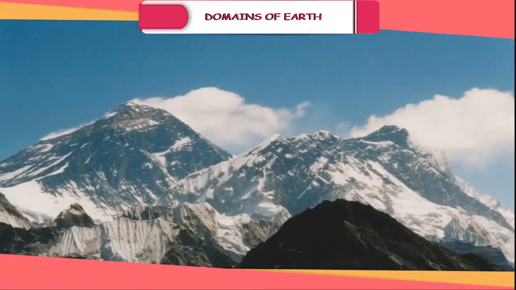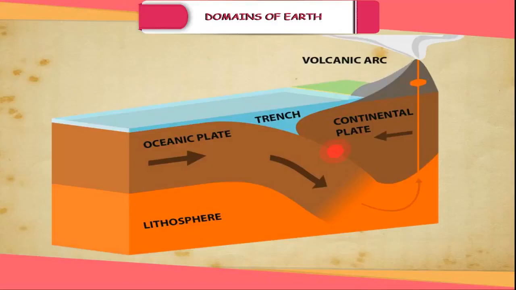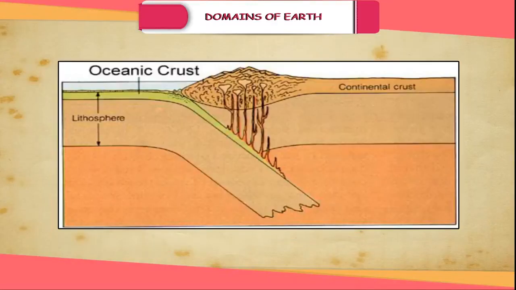For example, Mount Everest, the highest point on the lithosphere, is 8,848 meters above the sea level. Similarly, Mariana Trench in the Pacific Ocean, the deepest point on the lithosphere, is 11,034 meters below the sea level.